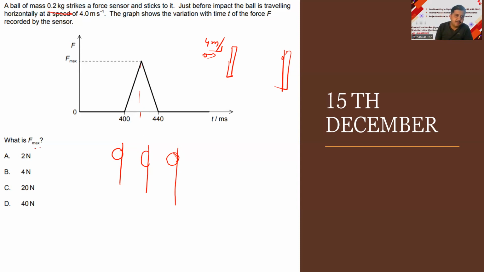Now the question asks: what is F max? Most people get an answer of something like 20 Newton. Let me show you that this is a misconception. What they do is find the area on the graph. They write F delta T is equal to M delta V. F maximum, which we do not know, times delta T, 440 minus 400, that is 40 into 10 power minus 3, is equal to M delta V.